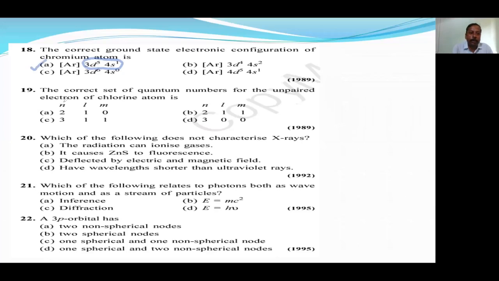Very good. Next, the correct set of quantum numbers of the unpaired electron of a chlorine atom is. So the answer will be 3p5. In the 3p5 you will find one unpaired electron.